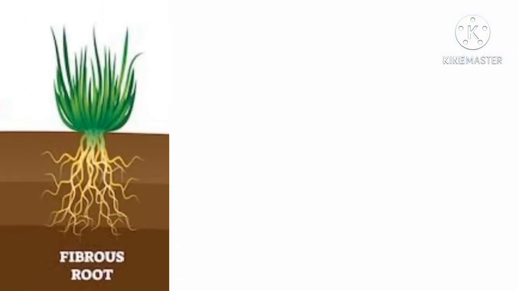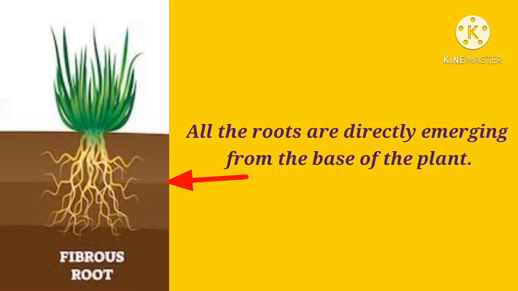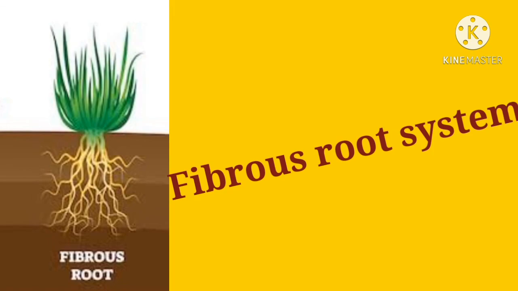Okay children, now let us see what a fibrous root is. This root system does not have a main root. All the roots emerge from the base of the stem. See this, children. This plant does not have a main root. All the roots are directly emerging from the base of the plant. This type of root system is called the fibrous root system.